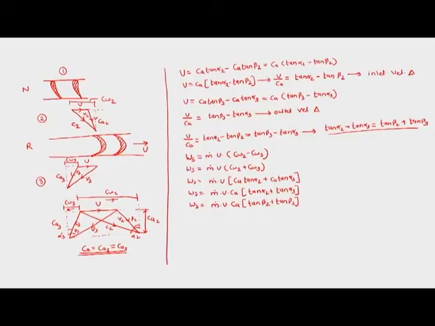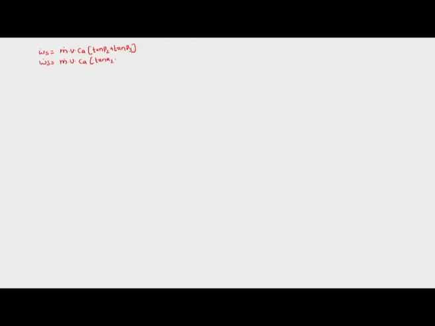Having said this, we should now find out what is the temperature drop in the turbine and what is the pressure rise in case of turbine. So let us take this expression and write it down again, where we have seen that W_s is equal to m dot u Ca into tan of beta 2 plus tan of beta 3, or W_s is equal to m dot u Ca tan of alpha 2 plus tan of alpha 3. So this is the expression we had found out.